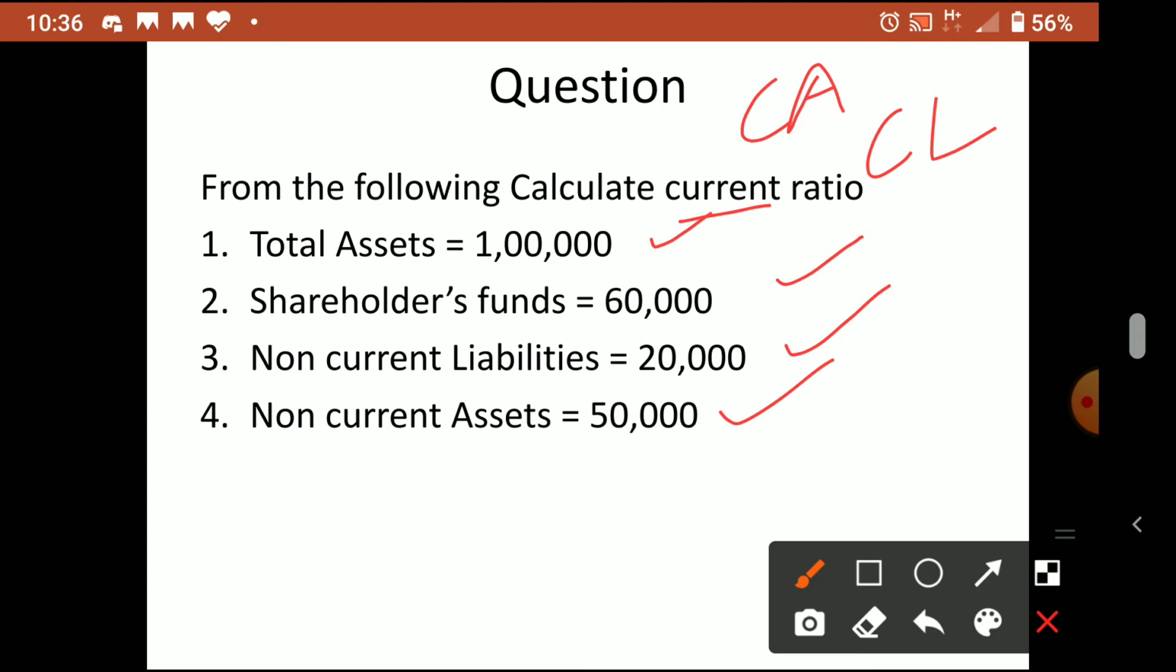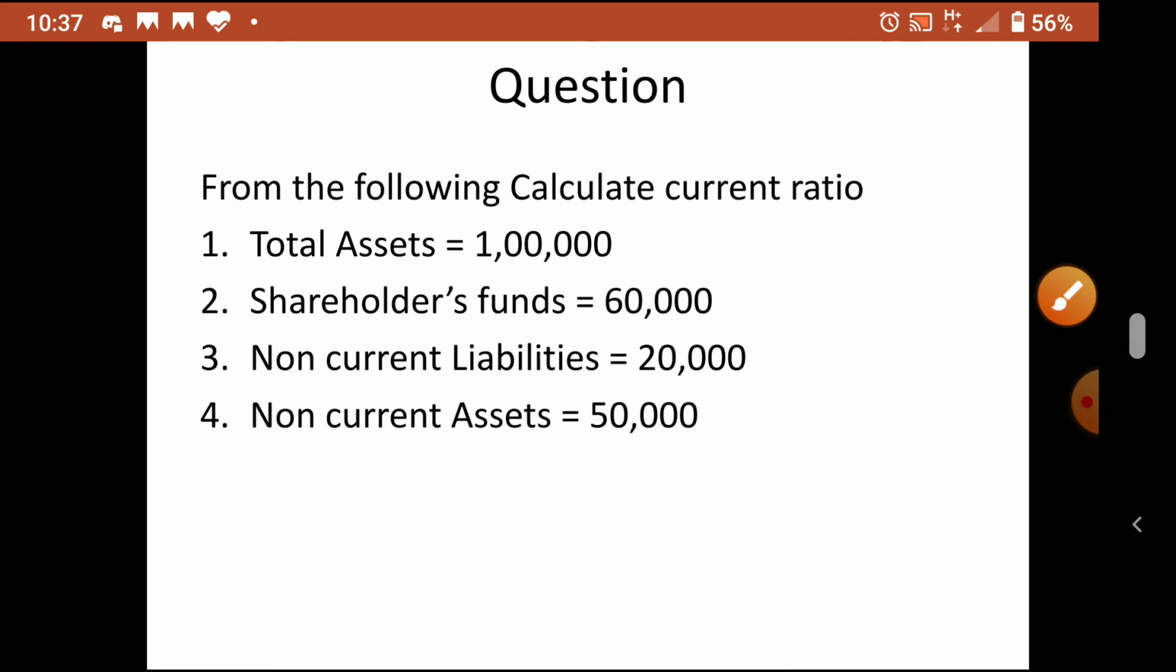They have not given. But then how to calculate current ratio? Total assets given, non-current liabilities given, non-current assets given, shareholders funds given. But from these items, how to calculate current assets, current liabilities and current ratio? So that is the question. That is why I took this question. This type of question will come. So I will explain in the video. Okay. So we'll go to the video.